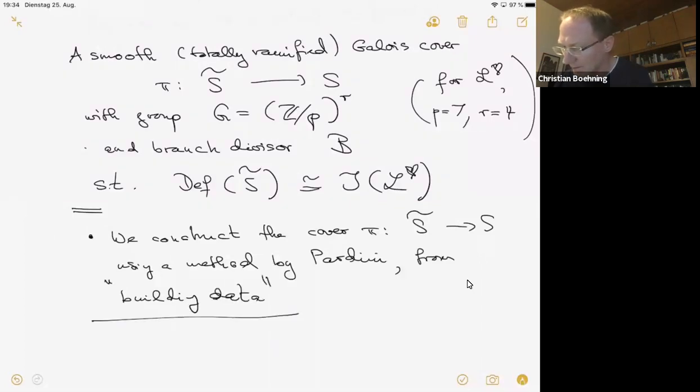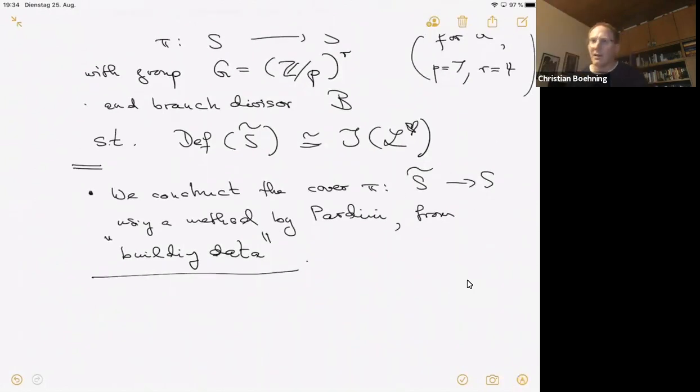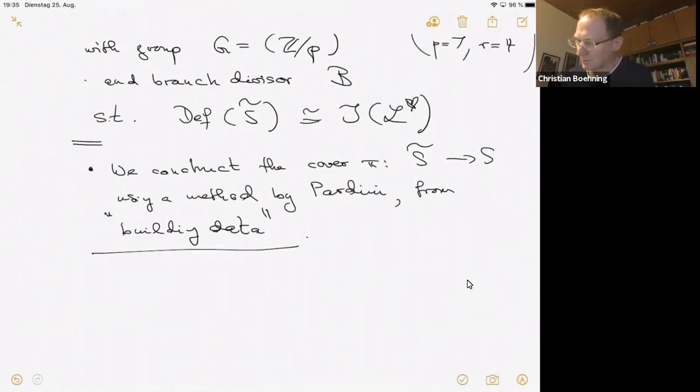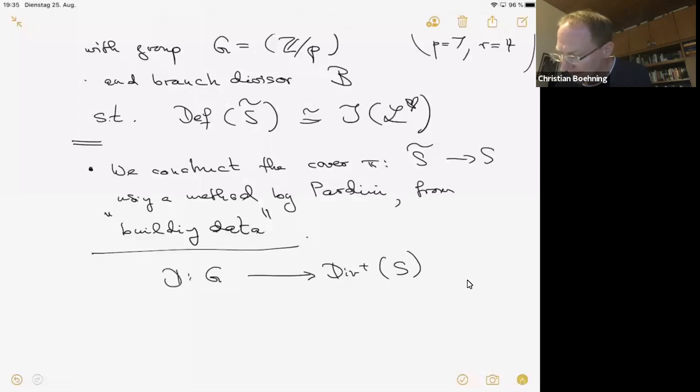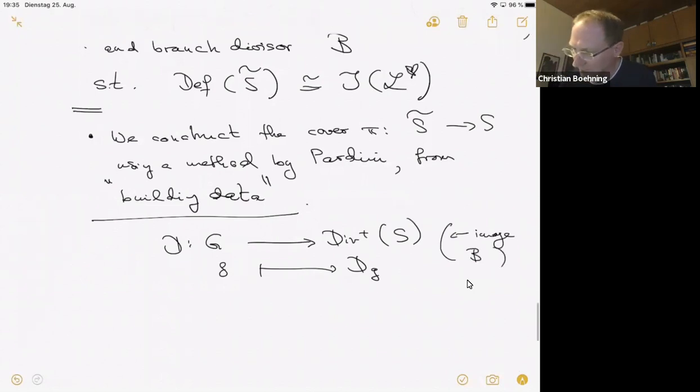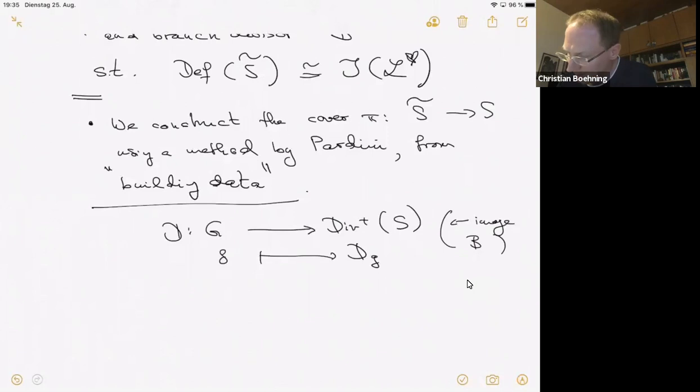So you may know how to do this if you're an expert. Let me just say, these building data are almost combinatorial data that allow you to construct such covers. So let me be brief here. What are building data? Well, they consist of two maps. You have a map from G to the effective divisors on S, maybe called D here, assigning to g in G a divisor Dg, such that the union of these Dg is your branch divisor. D of zero should be the zero divisor.